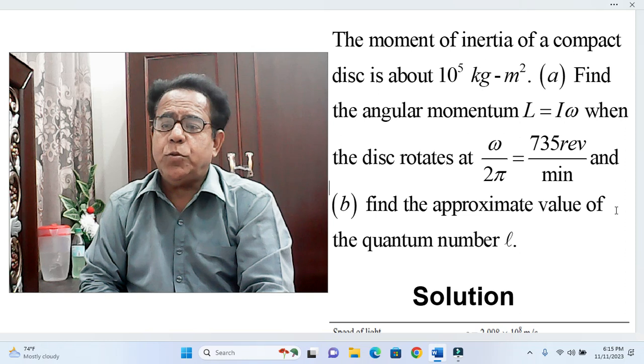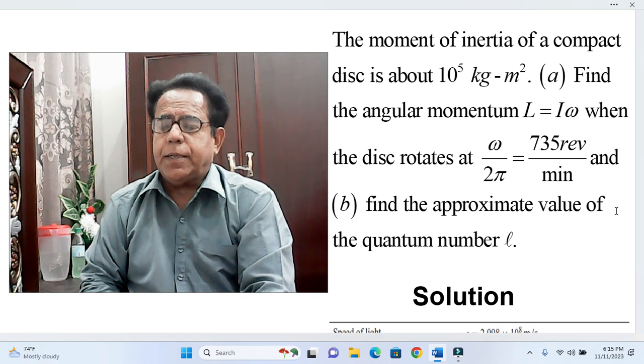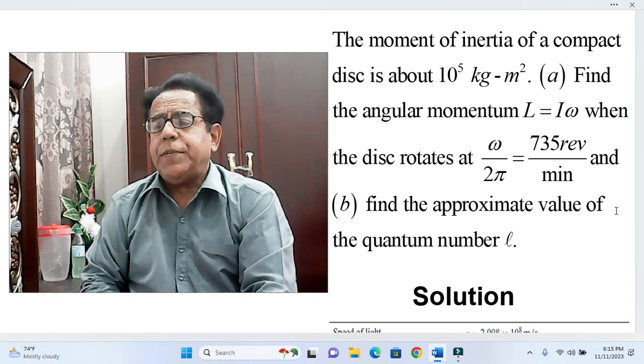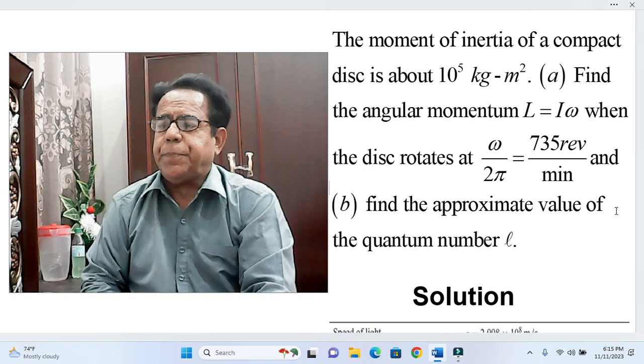Problem having been chosen from the book Modern Physics by Paul A. Tipler. As usual, we first come to its statement. The moment of inertia of a compact disk is about 10 to the power minus 5 kilogram meter square.